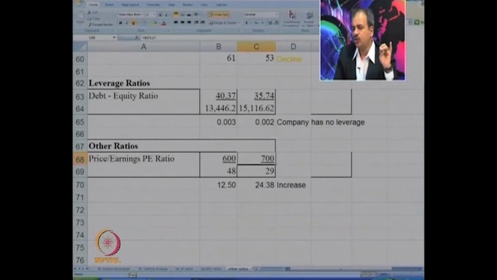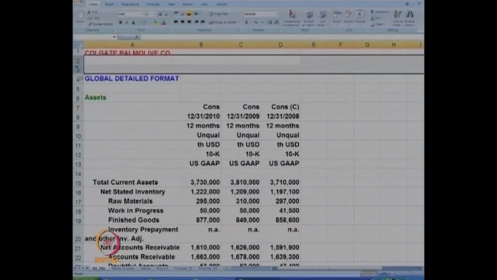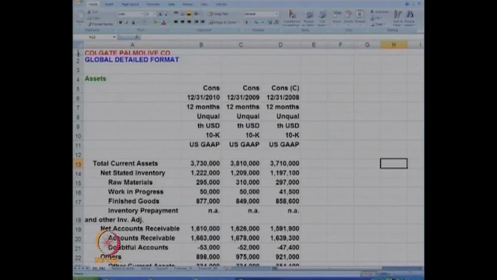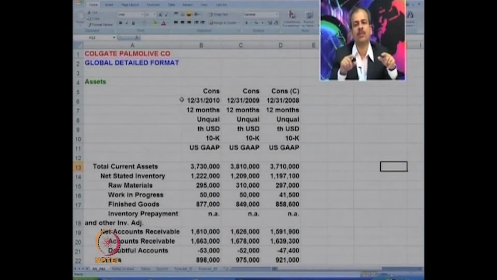Now let us try to do one more problem that is more in the context of a foreign company. So it is slightly complicated. I'll request you to first read its P&L and balance sheet carefully. So here we have got the P&L and balance sheet of Colgate-Palmolive. This is for the consolidated position for the whole of Colgate-Palmolive Group for the whole world.